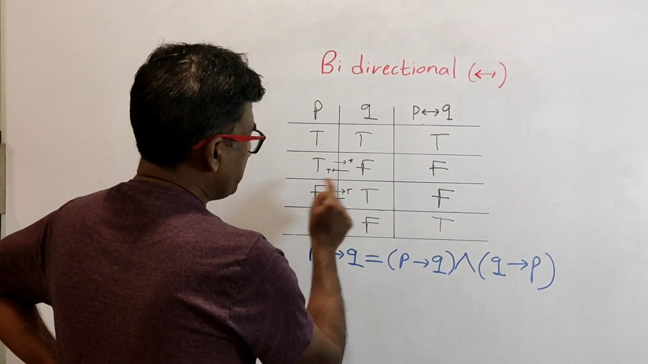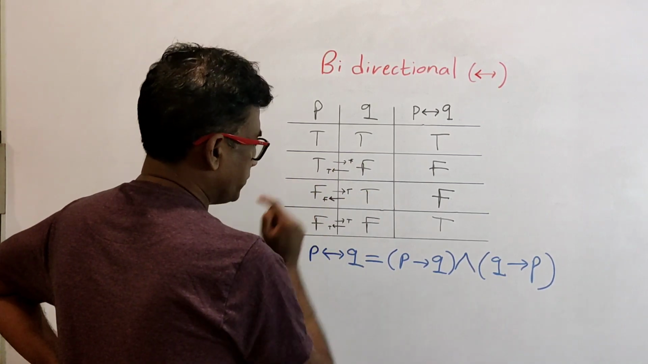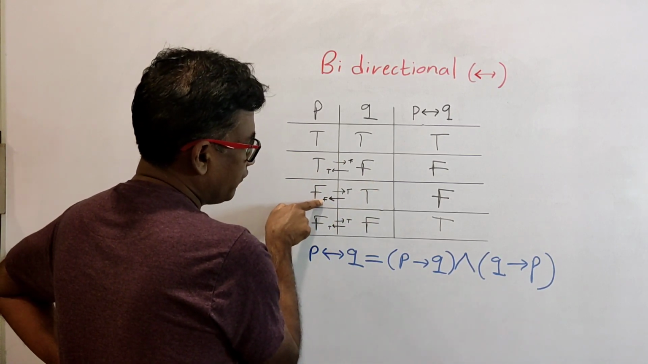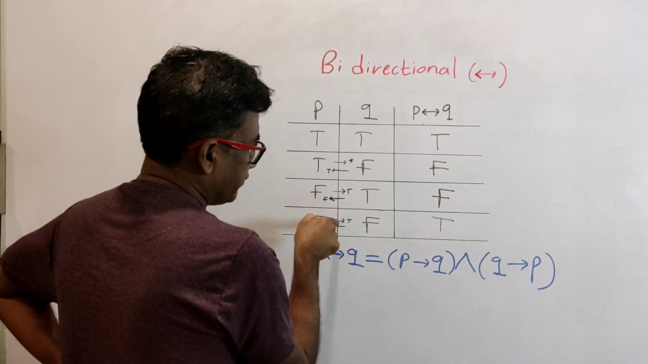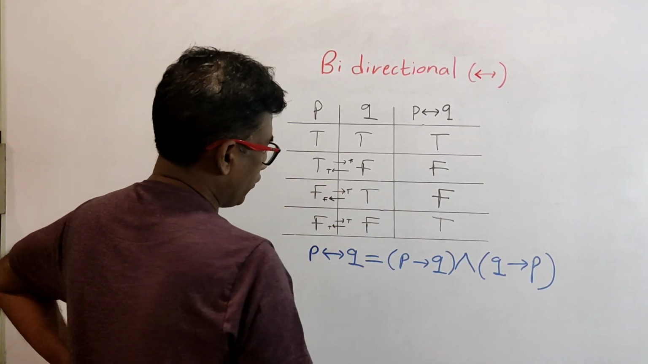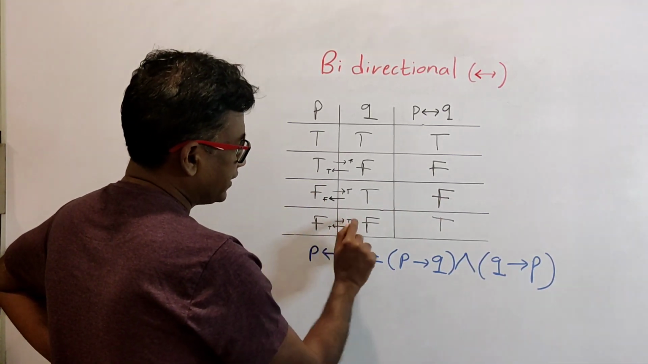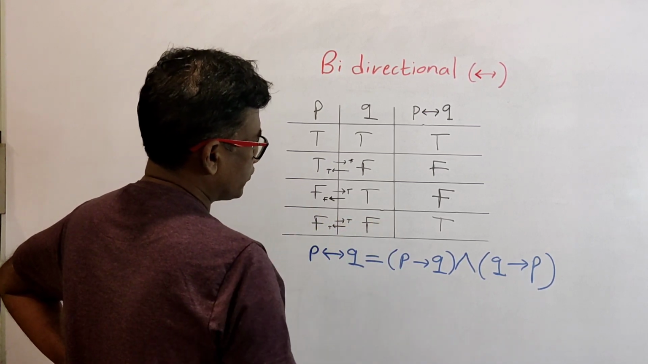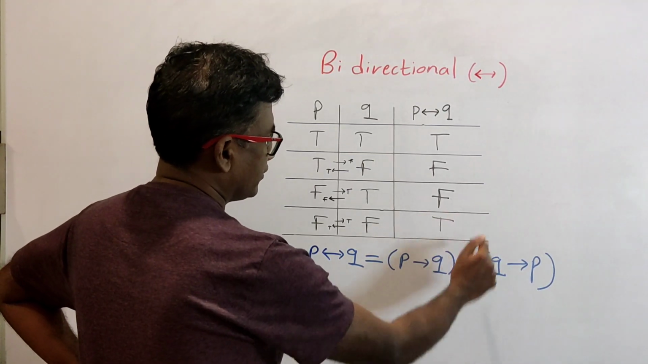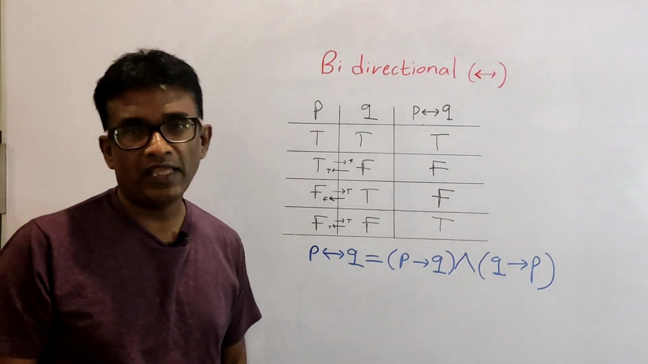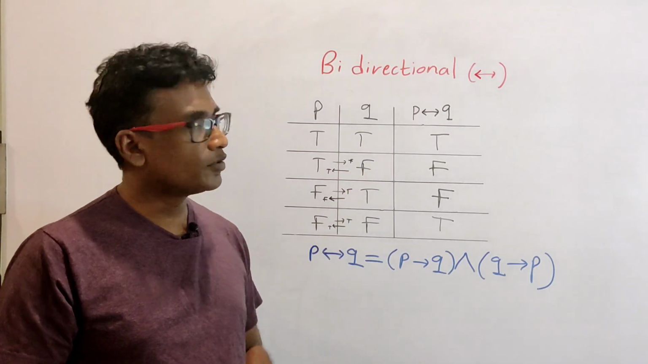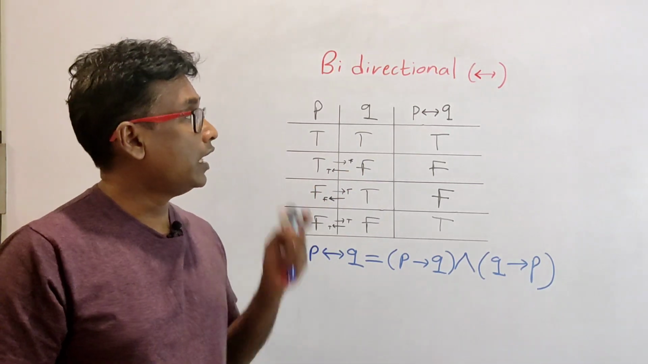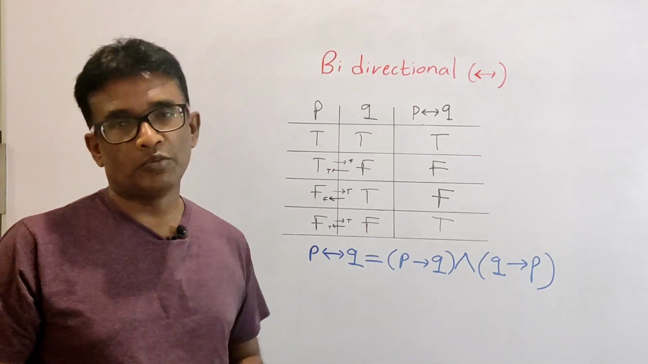Here, P implies Q is going to be true, true by default, but Q implies P is going to be false. Okay? When considering the conjunction, it's going to be false. Here, both sides, it's true by default. Why? P is false, Q is also false. So, this is true. Okay? That is the truth table of the bidirectional implication P if and only if Q.